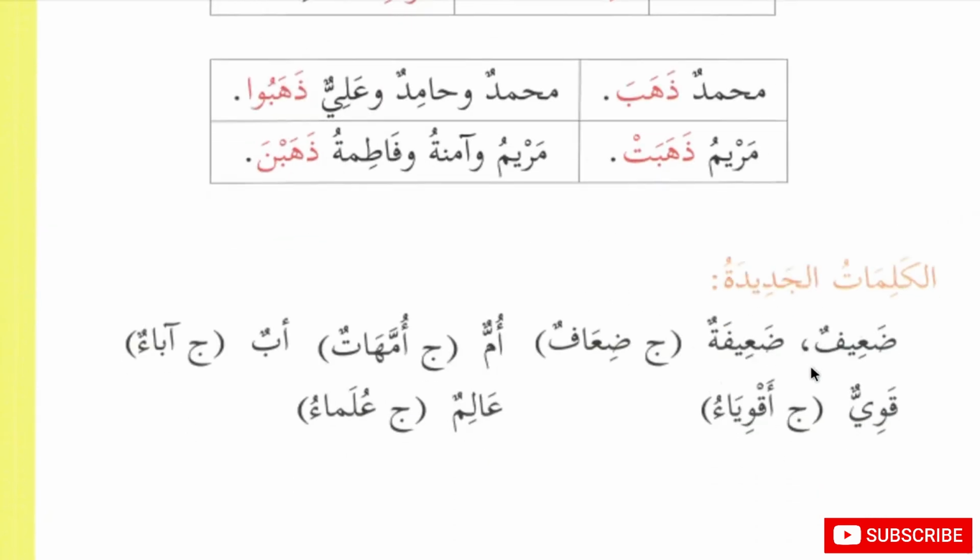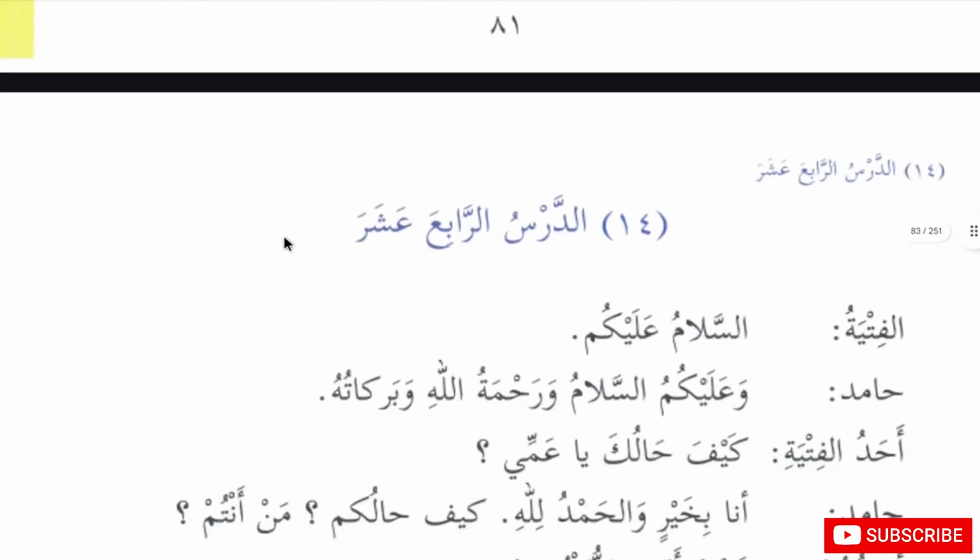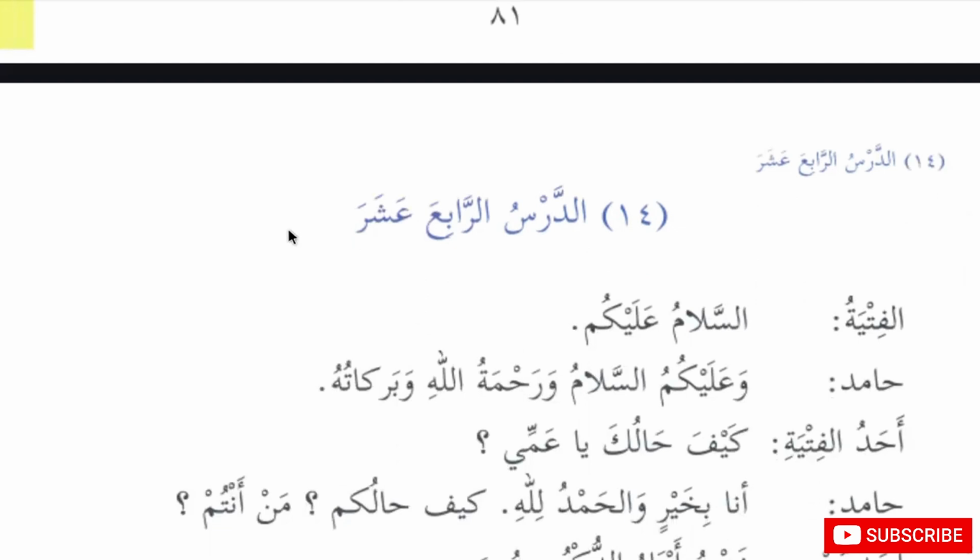الكلمات الجديدة, new words: ضعيف ضعيفة, male, female, plural ضعاف. أم أمهات, أب آباء, fathers. قوي means powerful, strong, plural أقوياء. عالم is someone who's really knowledgeable or a scholar, so the plural is ulama. We'll stop here inshallah and continue in the next video.